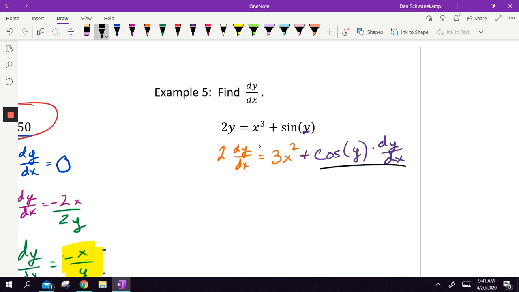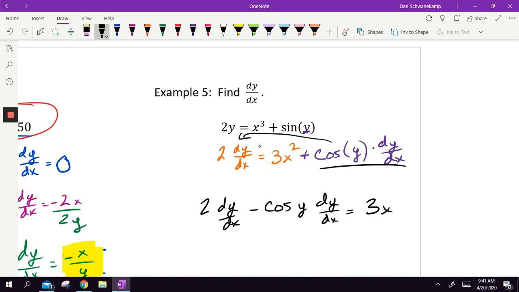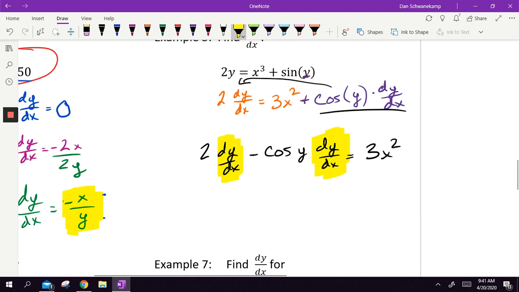Cool. I'm going to get everything that has dy dx on the same side. So 2 dy over dx minus cosine y dy over dx is equal to 3x squared. I'm trying to get dy dx by itself, but I got two different things with dy dx in them. So what can I do? Well, I'm going to factor out.